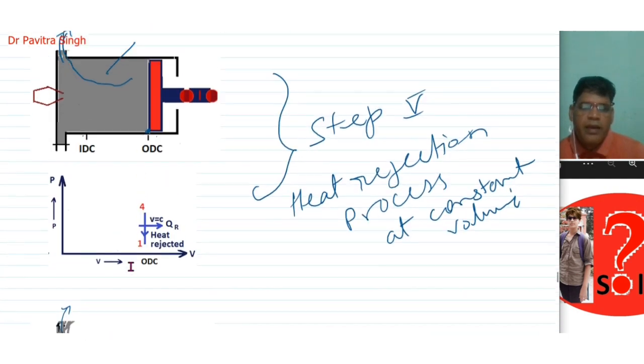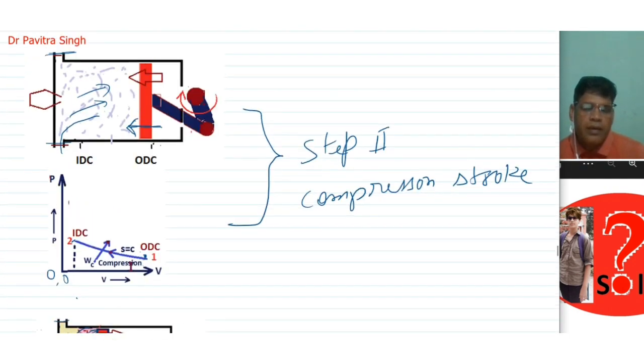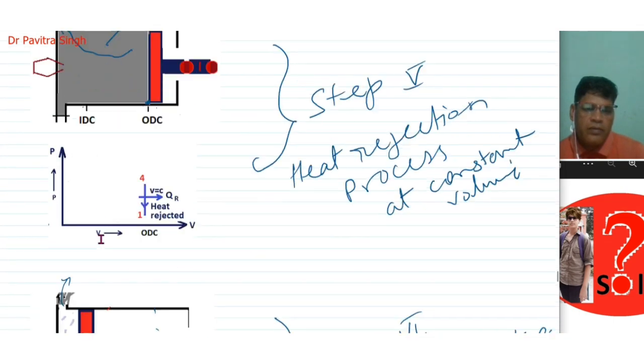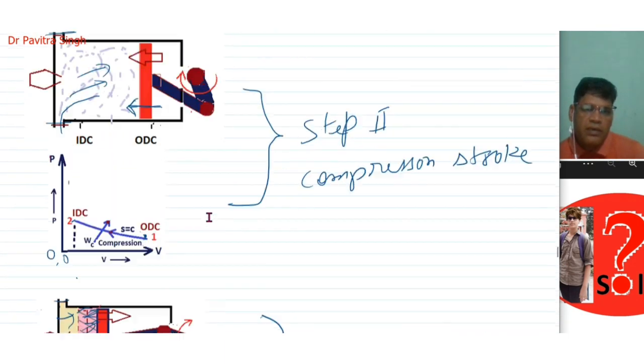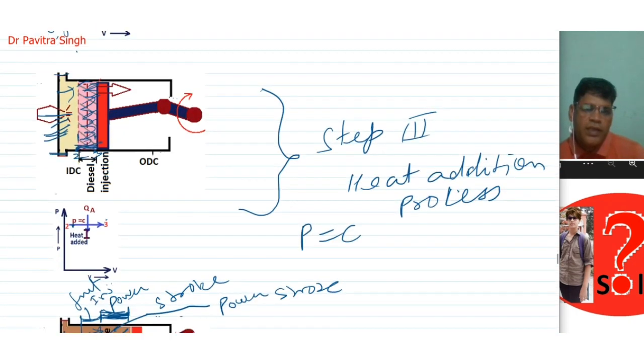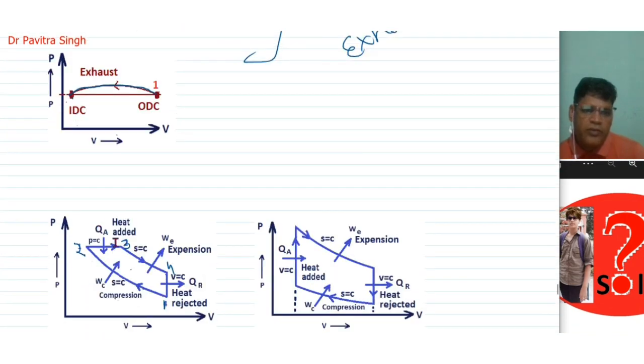So now we will combine these different processes. This is compression. So you can see this is compression. Okay, so this is actually the compression process. This is point 1. So 1 to 2 is compression, and 2 to 3 is heat addition. You can see here, this is compression, and 2 to 3 is heat addition at constant pressure. So you can see this is the heat addition at constant pressure.